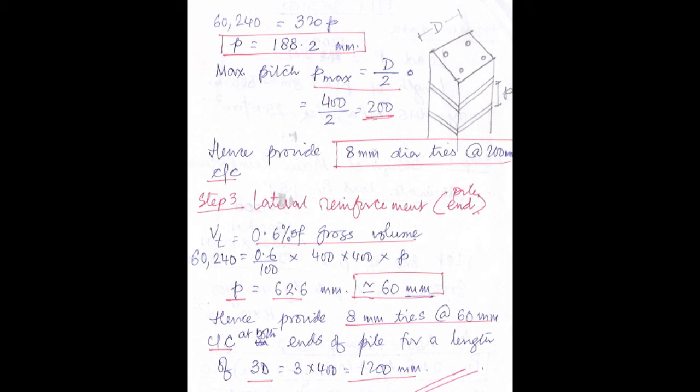So P comes out to be 62.6 millimeter. So you can assume it as 60 millimeter. So the conclusion is provide 8 millimeter tie bar at the rate of 60 millimeter center to center at both ends of the pile for a length of 3D. What is 3D? 3 into 400, that is 1200 millimeter. So our step 3 is also done.